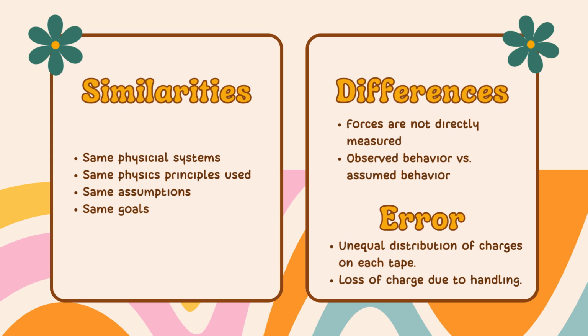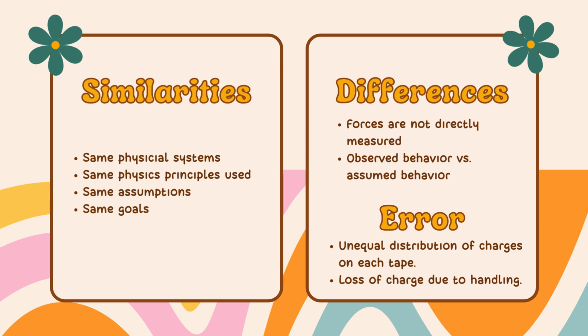So similarities between my modeling and my actual experiment were that I was modeling the same physical systems. I was also using the same physical principles and same physical equations. I made the exact same assumptions, and I had the same goals in mind. So I got the exact same results. However, differences could be that the forces were not directly measured in my experiment. And in terms of my actual coding, I just plugged in formulas. Also, in my coding, it was assumed behavior, whereas in my experiment, I had observed behavior.